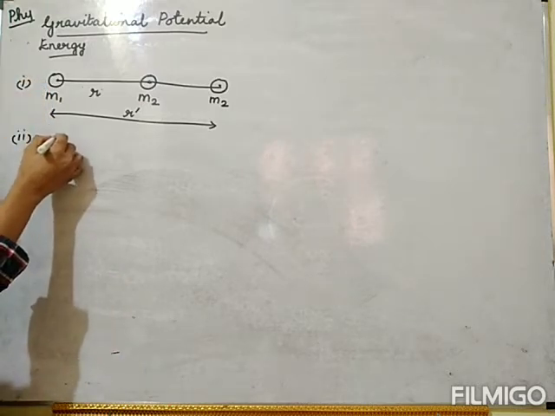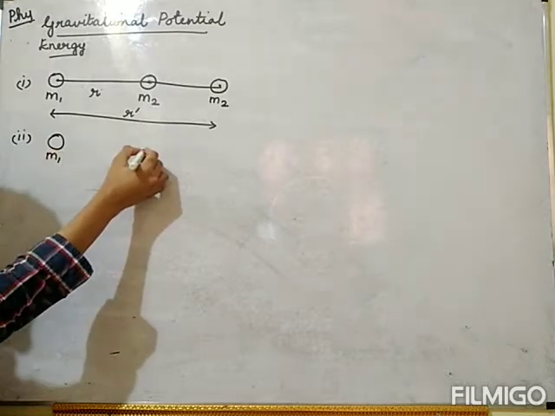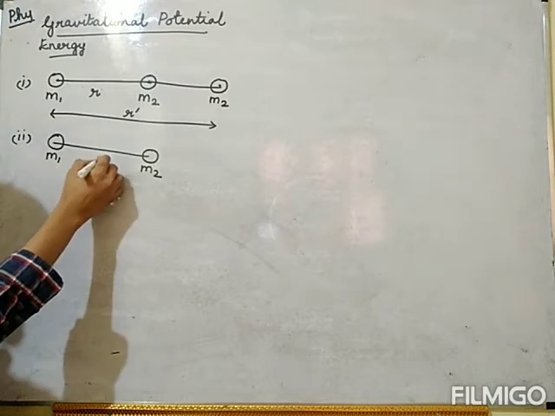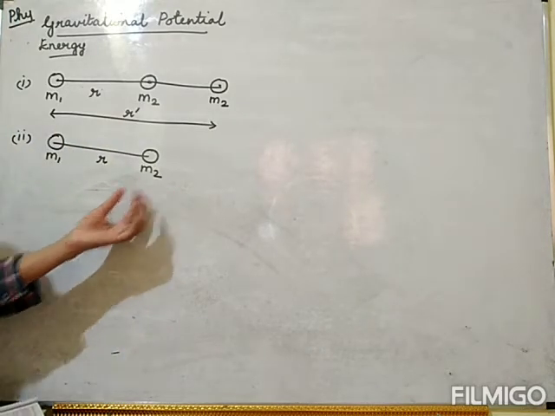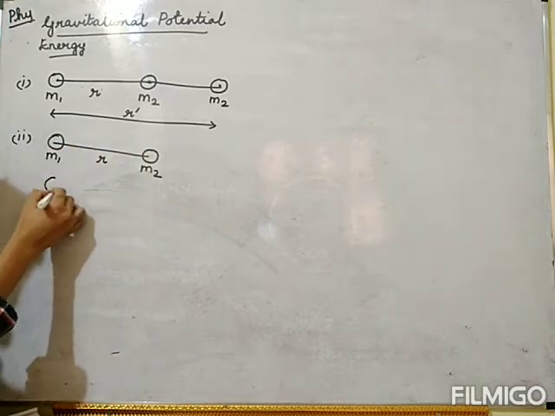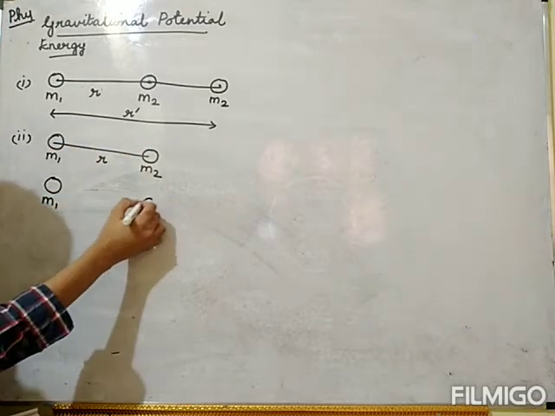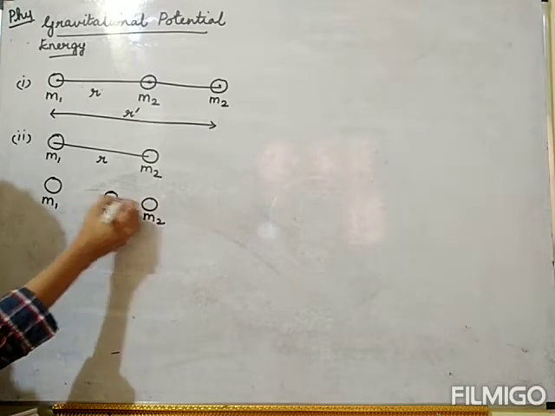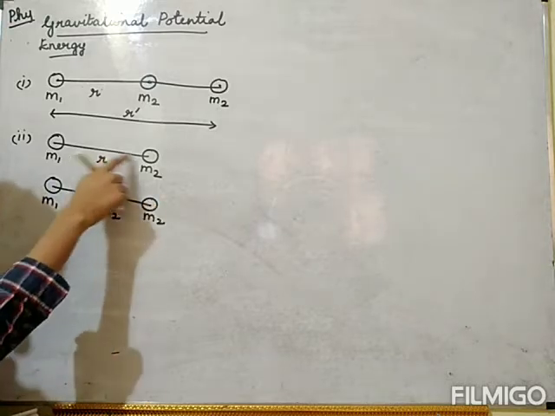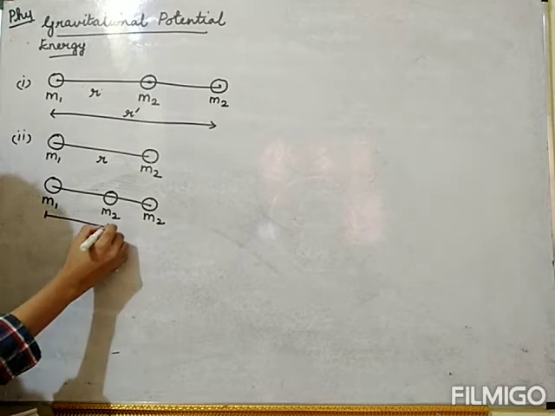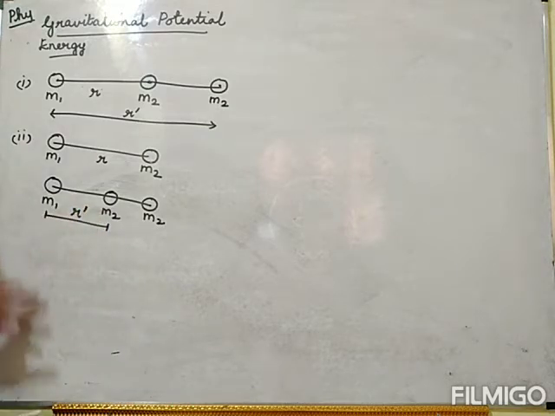Case 2, same m1, m2, and this distance is r. Now I am moving this m2 from here to here, this position in front. What was this distance? r. Now this distance, from here till here, I am taking as r dash. So these are the two cases.